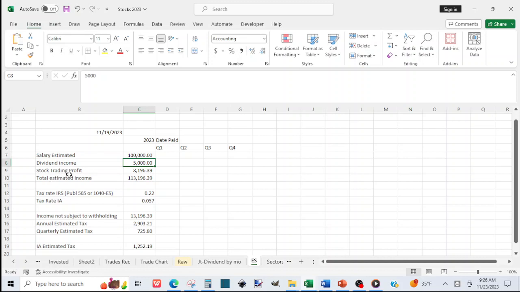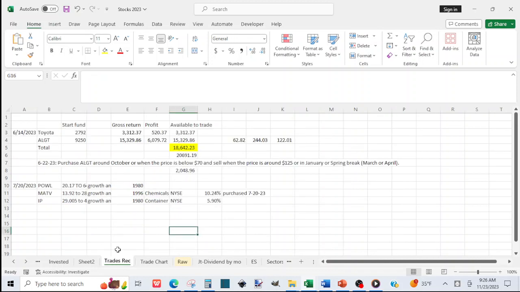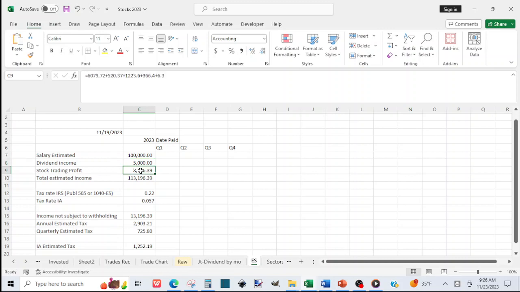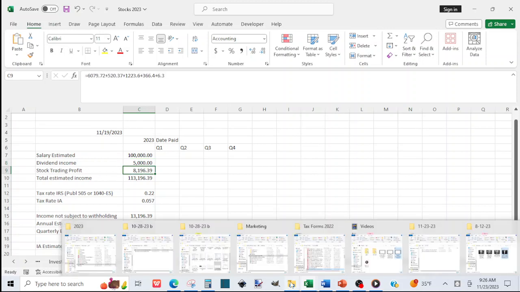And then if you trade stocks, you need to find the income you made selling those stocks. You should have a way of recording those stocks that you are trading. Let's see here.